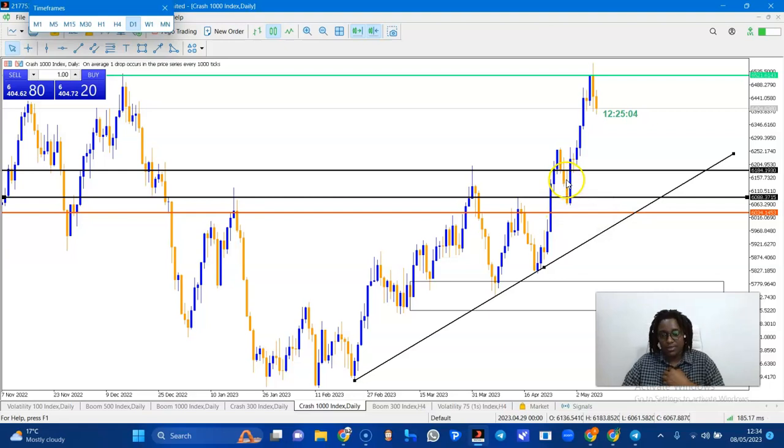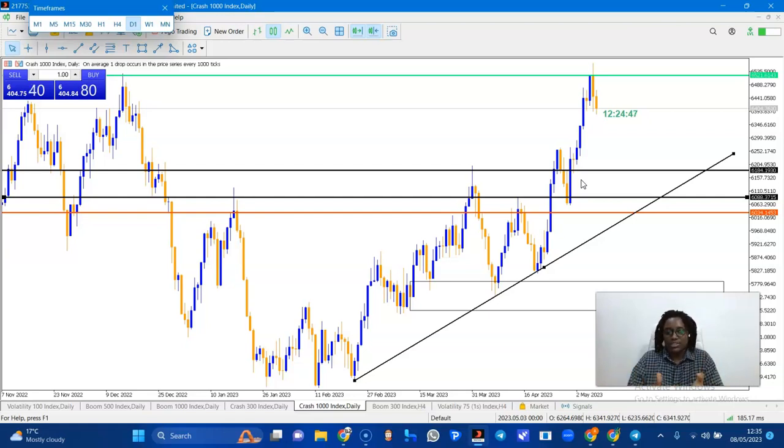All right, so this was the simple analysis that was done on the Crash 1000 using the daily time frame. It was super easy. I didn't really need to stress. I didn't spend so much time analyzing this chart. You see, the amount of time it's taking me to explain this setup to you was pretty much the amount of time it took me, or even less, to put all of this analysis together and to know that price was going to give me a bullish move.